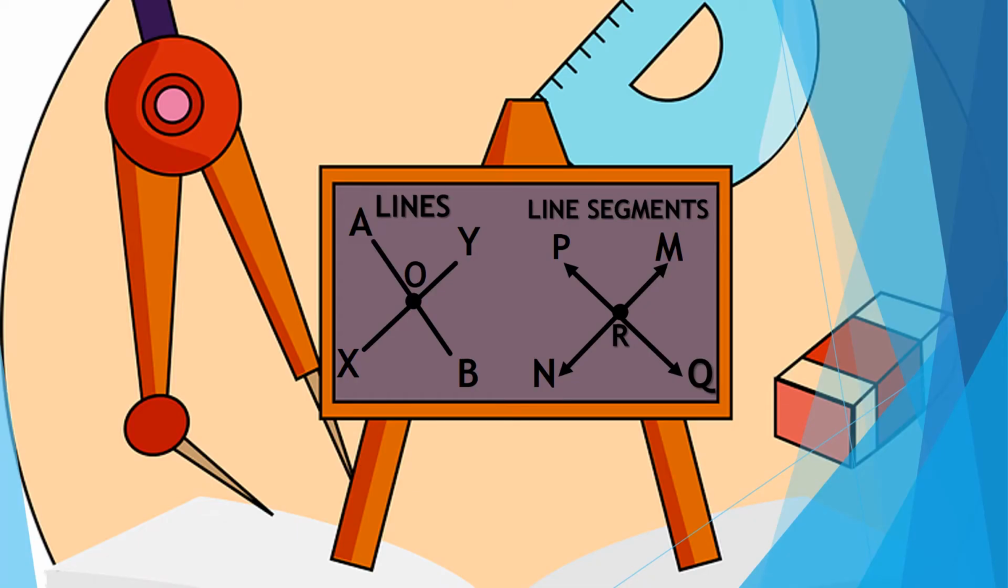All lines and line segments can be connected and they can form points in the centers. If you can see, lines AB and XY meet at a point O. Similarly, line segments PQ and MN meet at a point which is R.